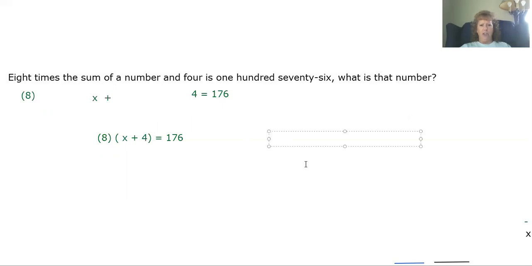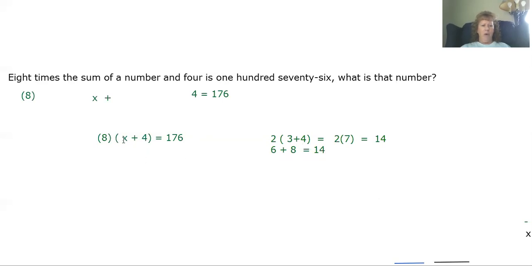If we had 2 times the sum of 3 plus 4, then we would take 2 and multiply by 7. 3 plus 4 is 7, so 2 times 7 would be 14. If we multiply the 2 times 3 and get 6, and then multiply the 2 times the second number in parentheses, 2 times 4 would be 8, that also equals 14.